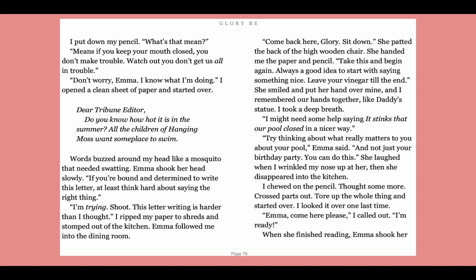I opened a clean sheet of paper and started over. Dear Tribune Editor, do you know how hot it is in the summer? All the children of Hanging Moss want some place to swim. Words buzzed around my bed like a mosquito that needed swatting. Emma shook her head slowly. If you're bound and determined to write this letter, at least think about saying the right thing. I'm trying. Shoot. This letter writing is harder than I thought. I ripped my paper to shreds and stomped out of the kitchen.